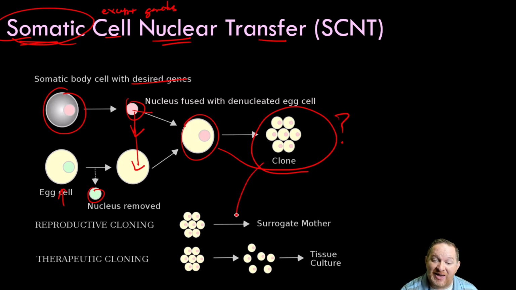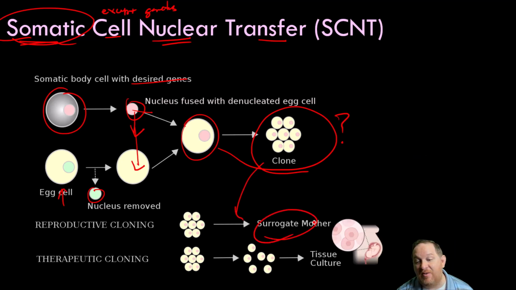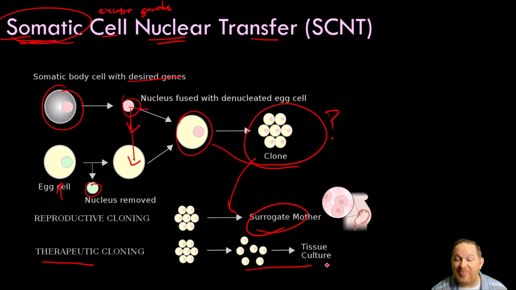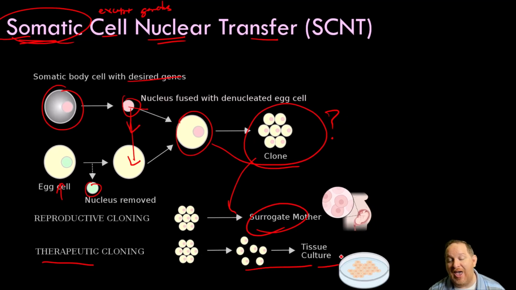Well, you could put that in a surrogate mother, and then the mother would carry that clone. Or if you wanted to make what we call therapeutic cloning, remember, making some organs, we could just sort of let that sit in a tissue culture. And then hopefully, if we have the right specific transcription factors and all of those specific things turned on, then this tissue could actually turn into a particular organ that we needed. Okay?